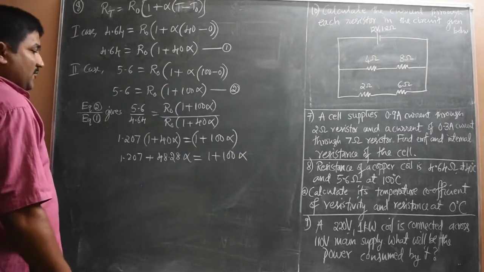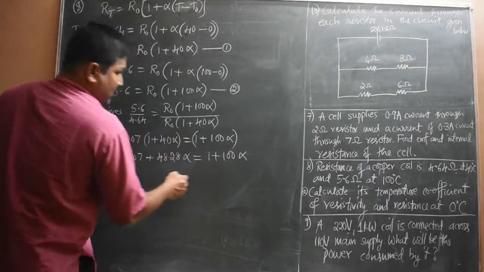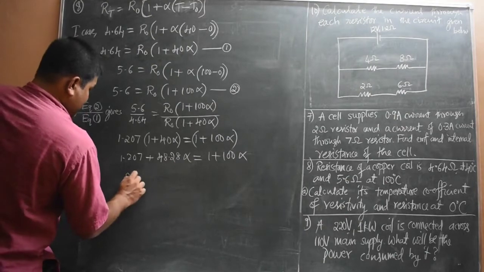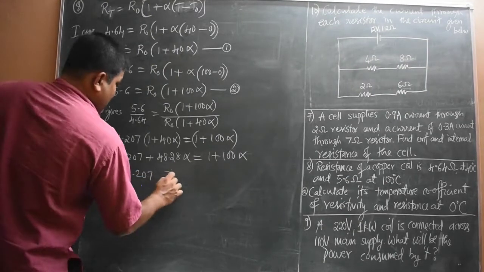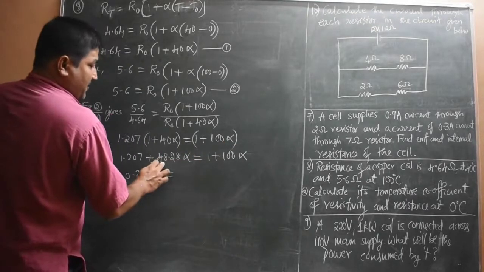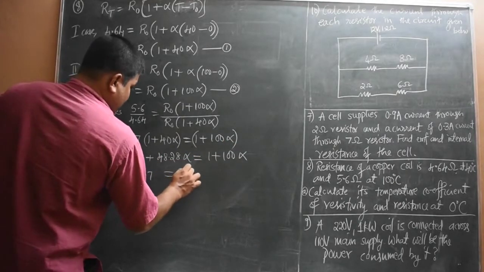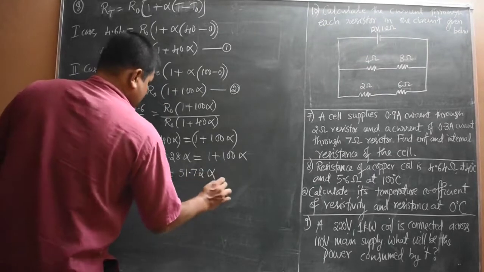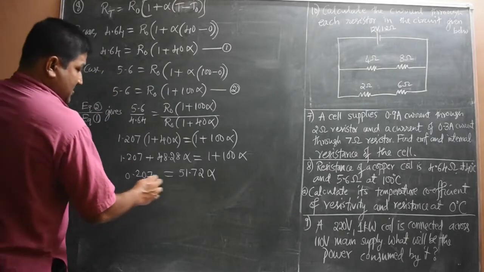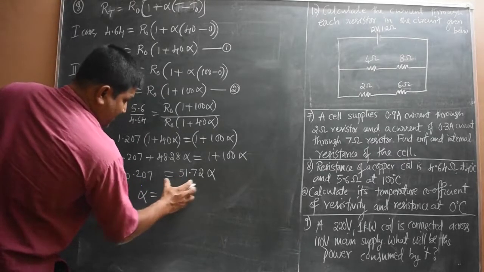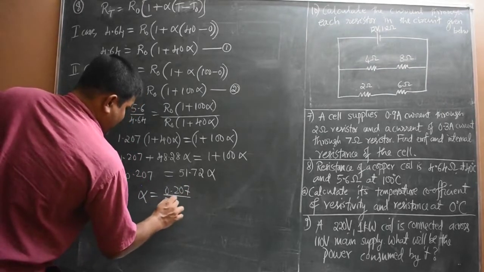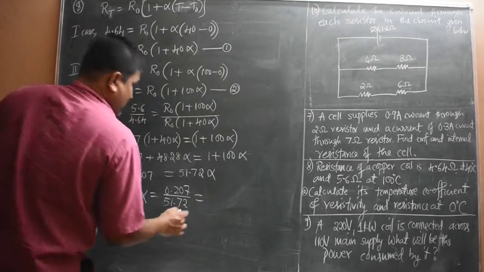Now we have to get the value of alpha. So bring this 1 here: 1.207 minus 1 is 0.207. That is equal to, taking 48.28 to that side, 100 minus 48.28, so it is 51.72 alpha. So the value of alpha is 0.207 divided by 51.72.